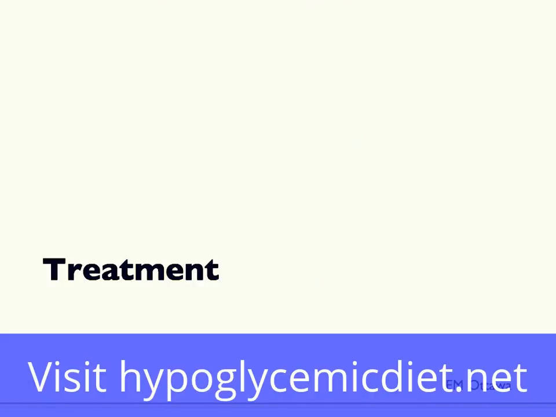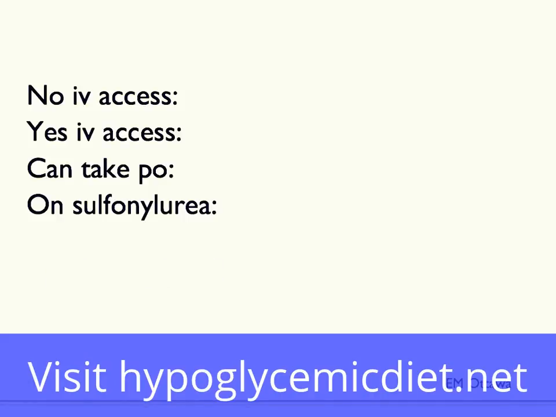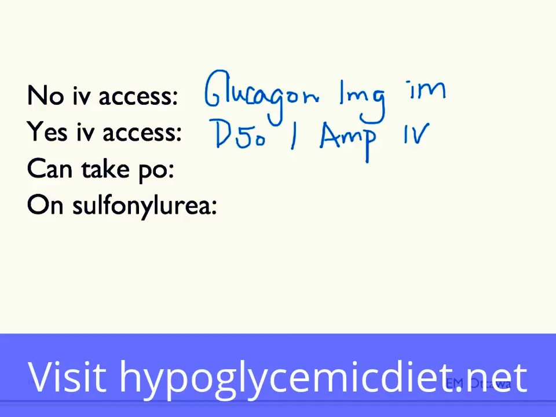How do we treat the patient with hypoglycemia? If we have no IV access, we can give 1 milligram of glucagon intramuscularly. If we have IV access, we can give 1 amp of D50 in an adult. If the patient can take oral intake, we will feed them instead. We want to give them complex carbohydrates because they are better in maintaining glucose than just the 1 amp of D50. Examples are sandwiches, banana, crackers, etc.